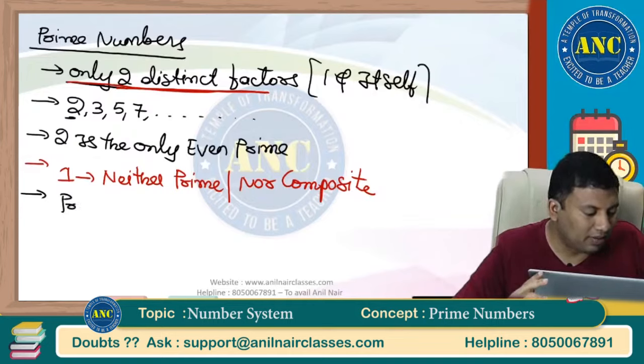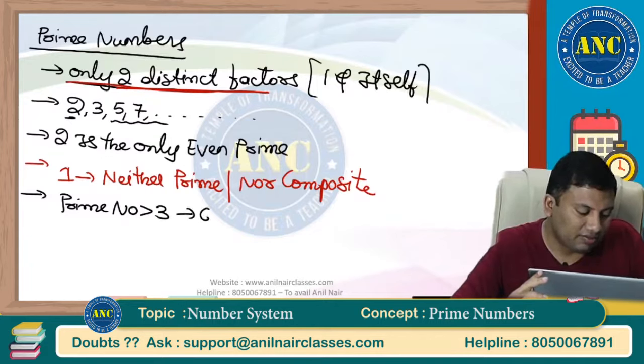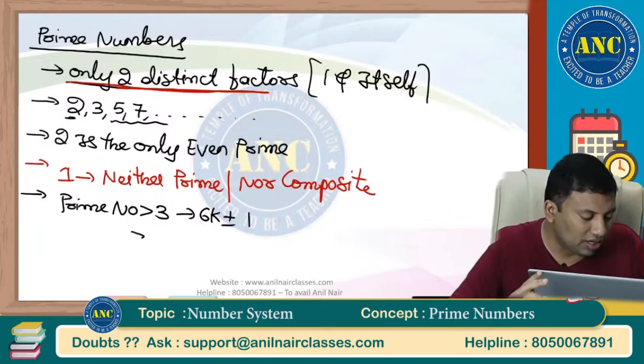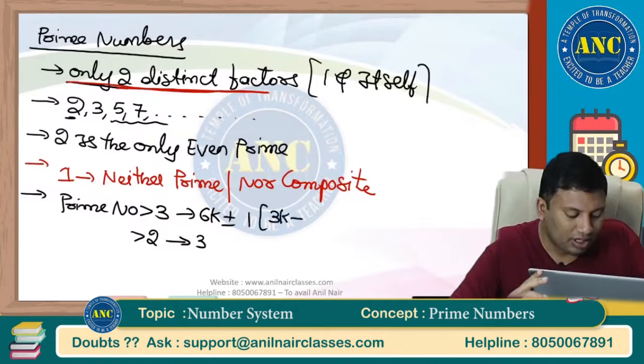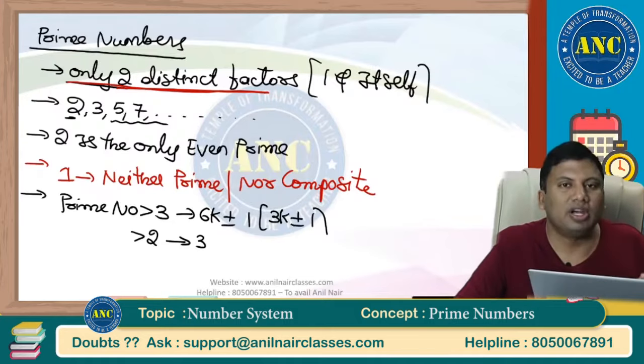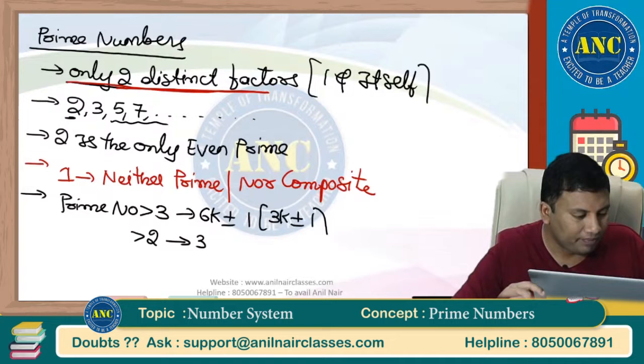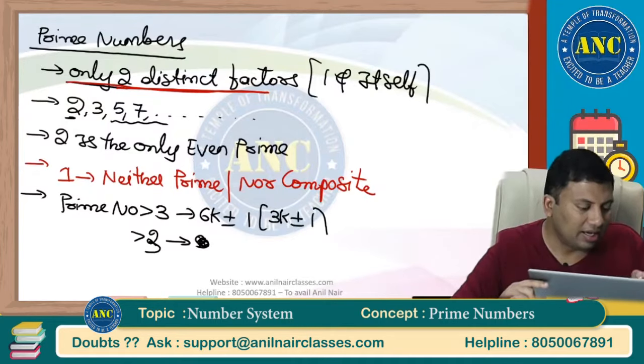Next one. Every prime number greater than 3 is of the form 6k plus or minus 1. Depending upon the question, you can take anything. It can also be of the form 3k plus or minus 1. 3 into 2 minus 1, 3 into 2 plus 1, like that you can generate your form.